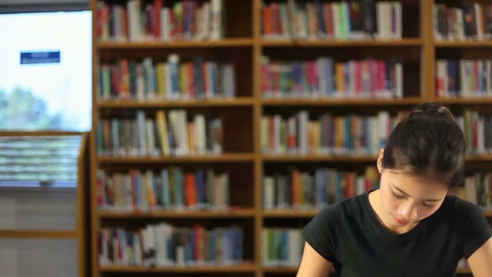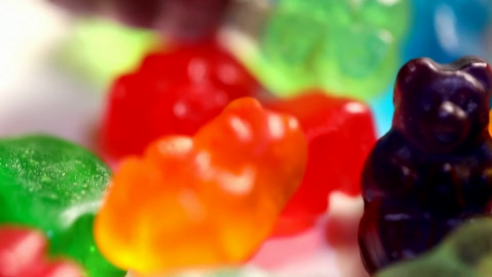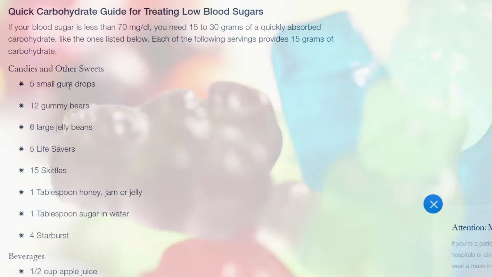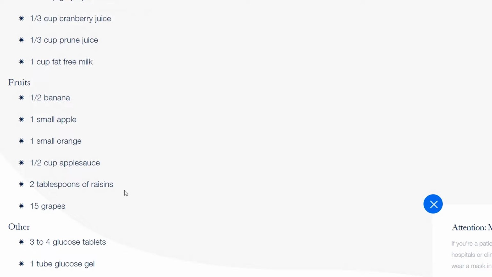If things don't significantly improve and your client is still showing signs of hypoglycemia, according to the University of California, San Francisco, your client should aim to replenish at least 15 grams of carbohydrate. Some very quick digesting, simple carbohydrates that would fill that role would be 5 small gumdrops, 5 Lifesavers, and my personal favorite, 4 Starburst. Fruit juice or fruits could also work well here.